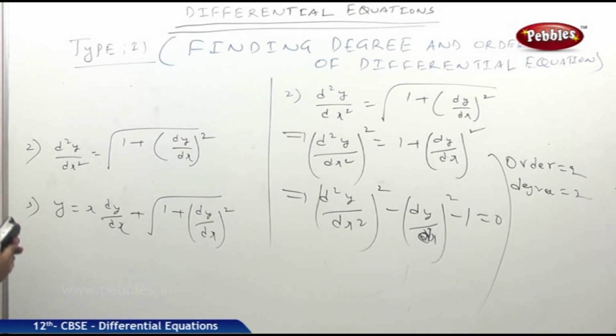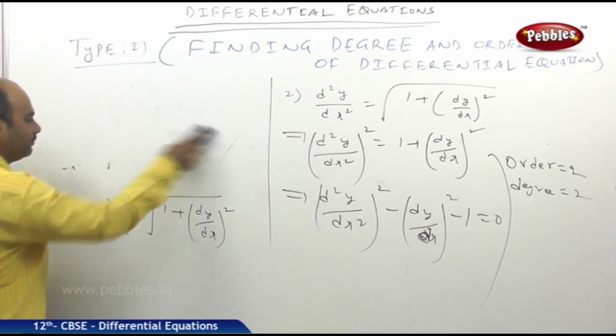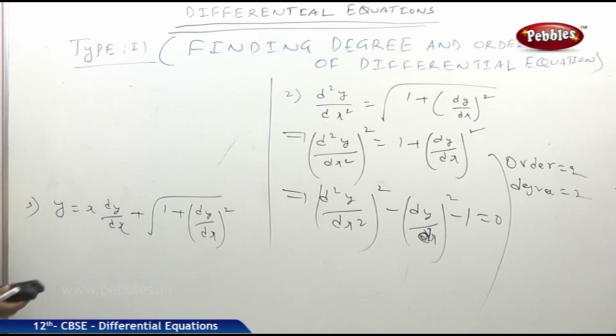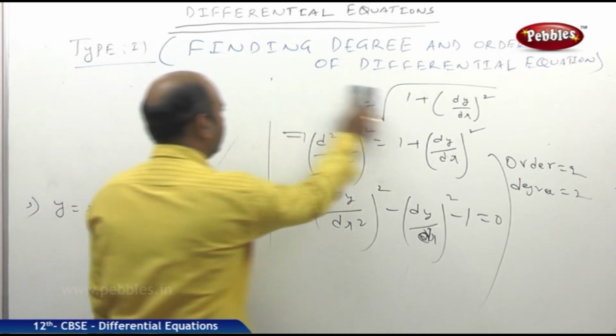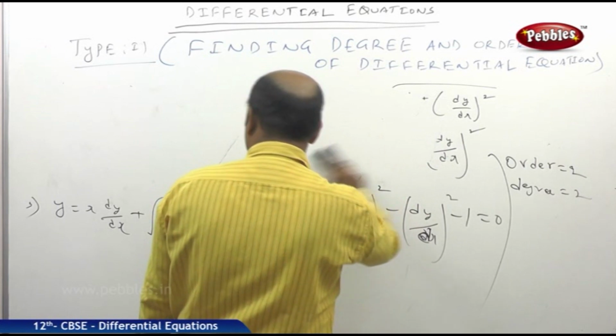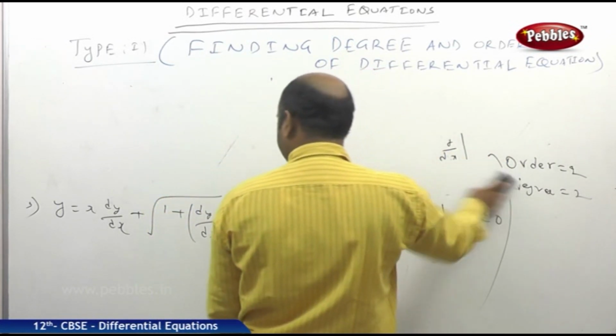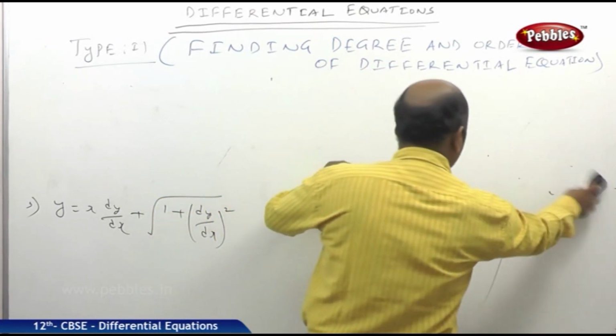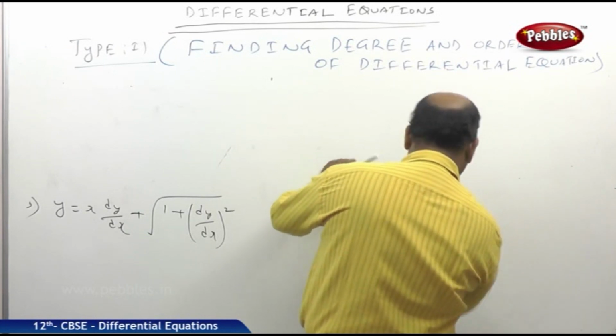Now coming to the third problem, the third problem is also of the same pattern. y is equal to x into dy by dx plus under root of 1 plus dy by dx whole square.